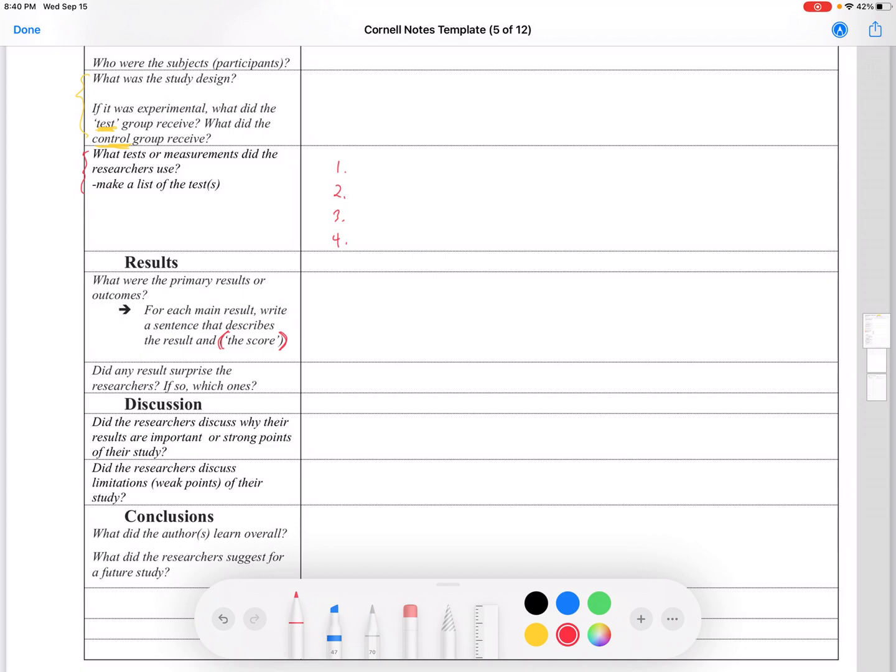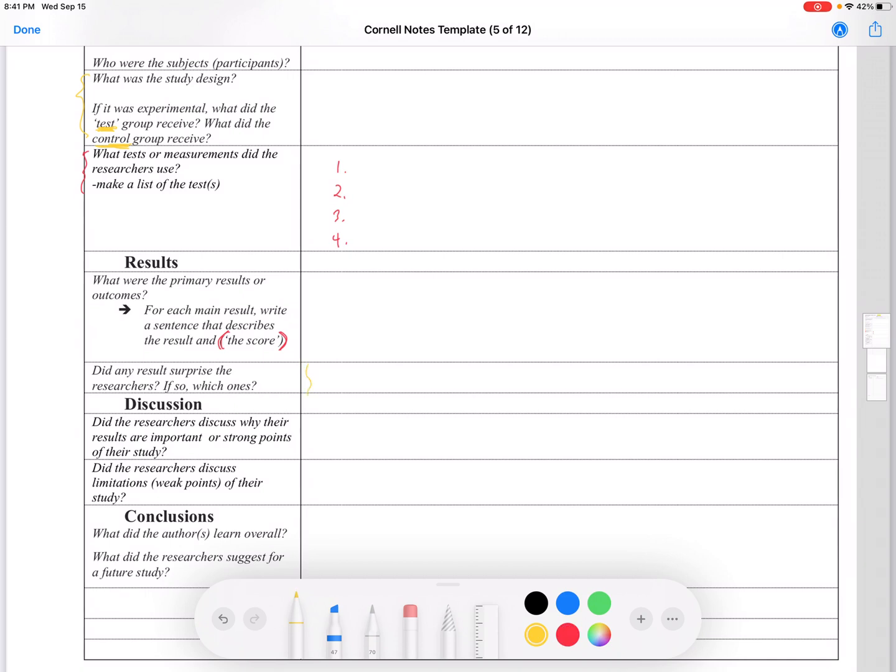Next, read further. The researchers might say that a result or some results surprised them, or they might not say that. Look for that. Were there any results that surprised the researchers? Not you, but the researchers. So if the researchers found any surprises, write that down here.